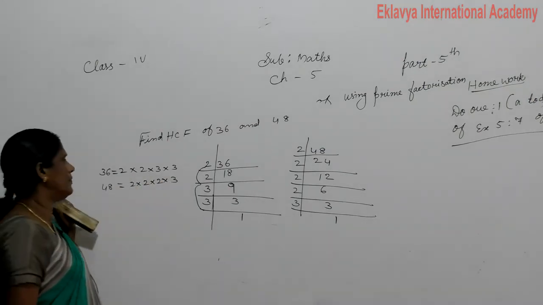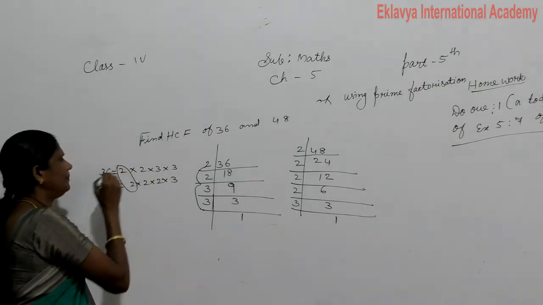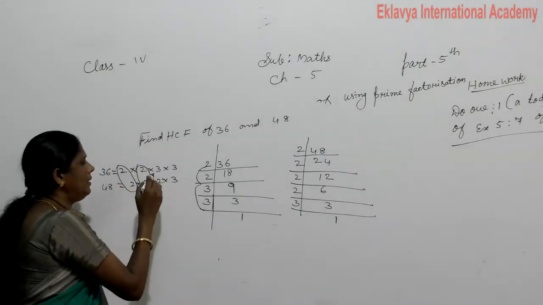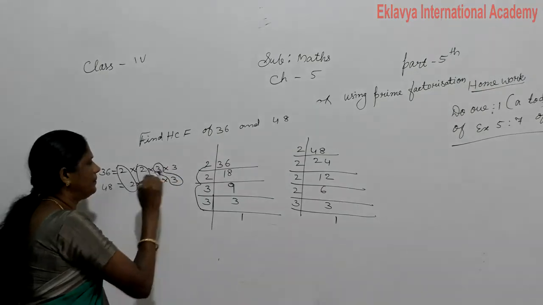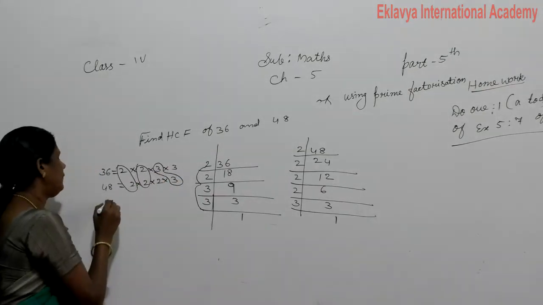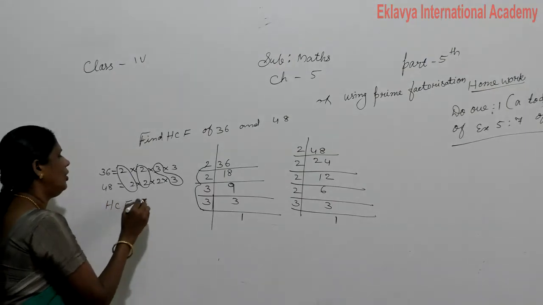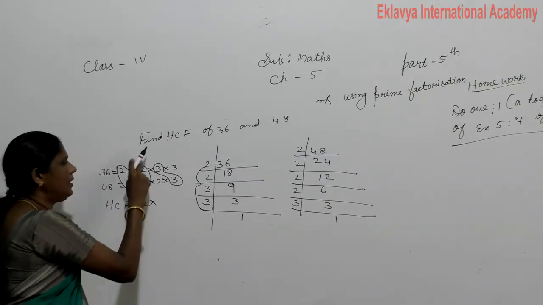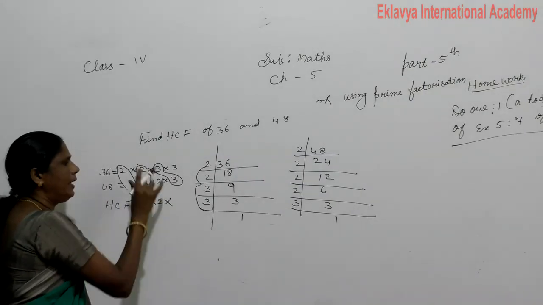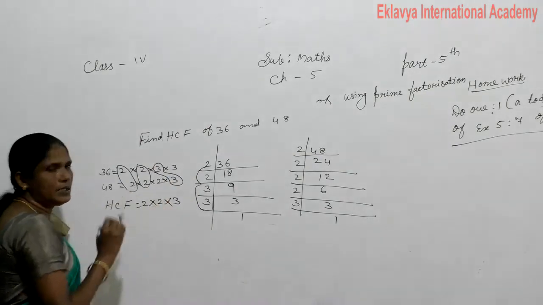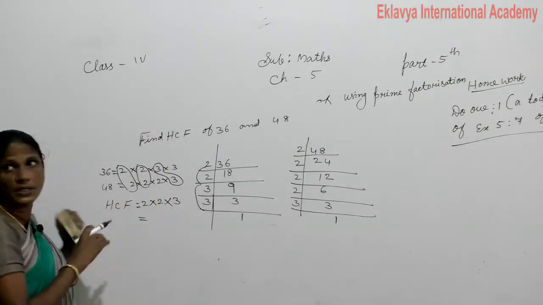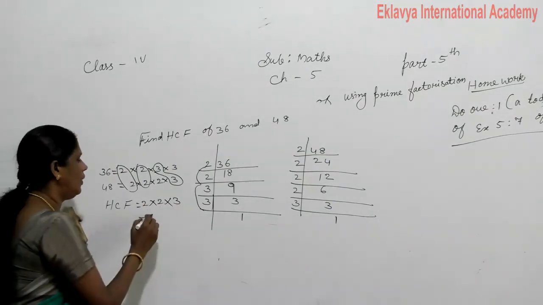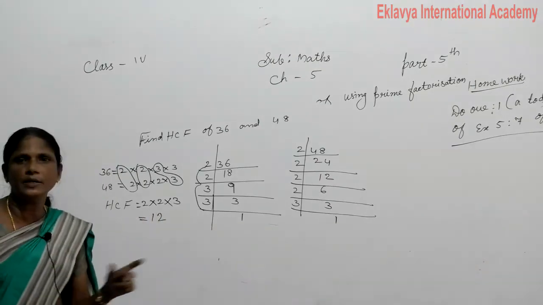Okay. Now this 2, then this 2, now this 3. Okay. HCF is equal to, you take one 2 in this group, again in this group you take one 2, and this 3 you take. Then HCF is equal to 2 2s are 4, 4 3s are 12. You understand this HCF?